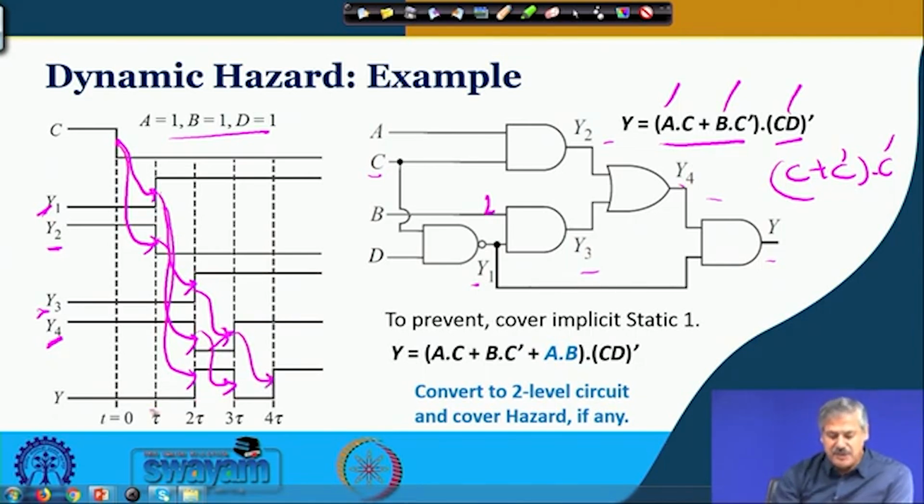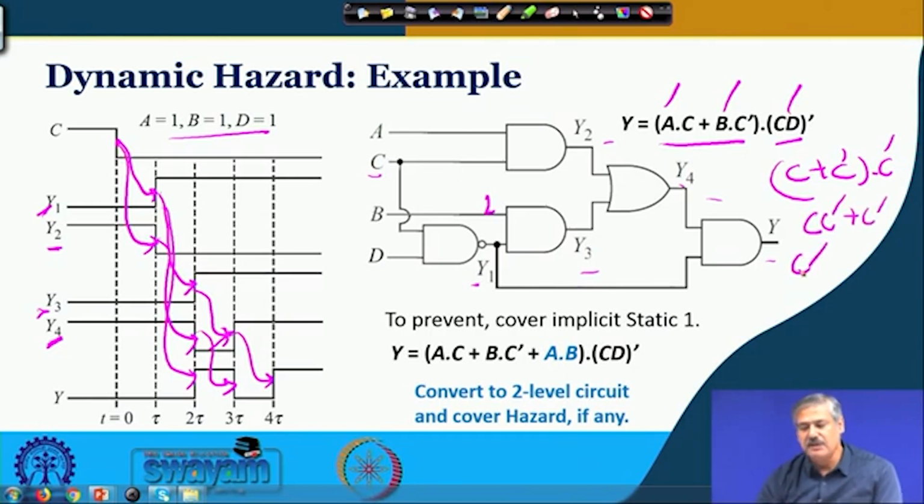Then what you see, the y is like this, and if you look at the corresponding logic here, C plus C prime and C prime, so basically it is C C prime plus C prime, so C prime only. So, when C changes from 1 to 0, the output should go from 0 to 1, but here the output is going from 0 to 1, then again coming to 0 and then again going to 1. So, instead of one transition, it is making multiple transitions. This is what is seen as dynamic hazard, and how to cover it?